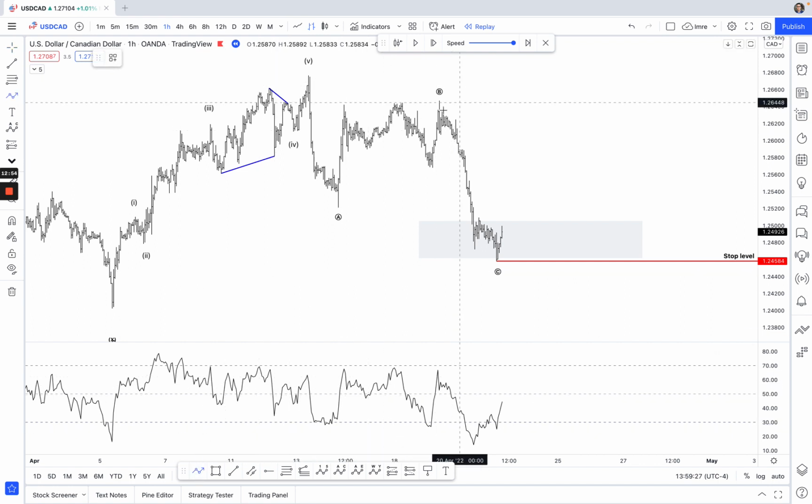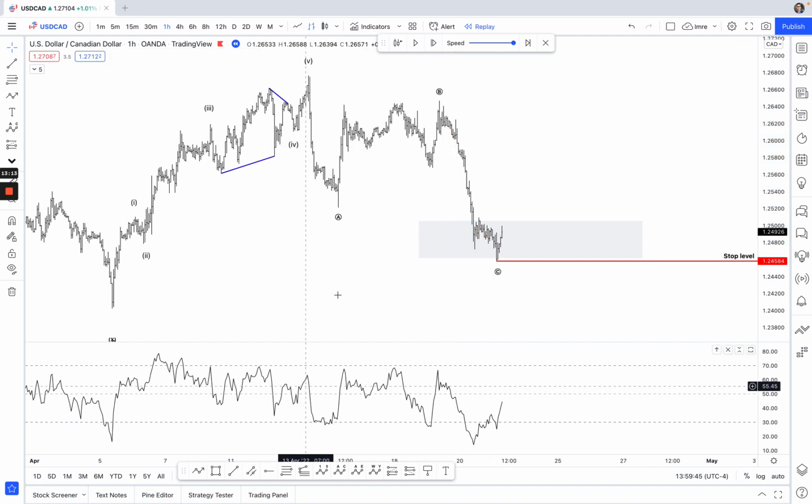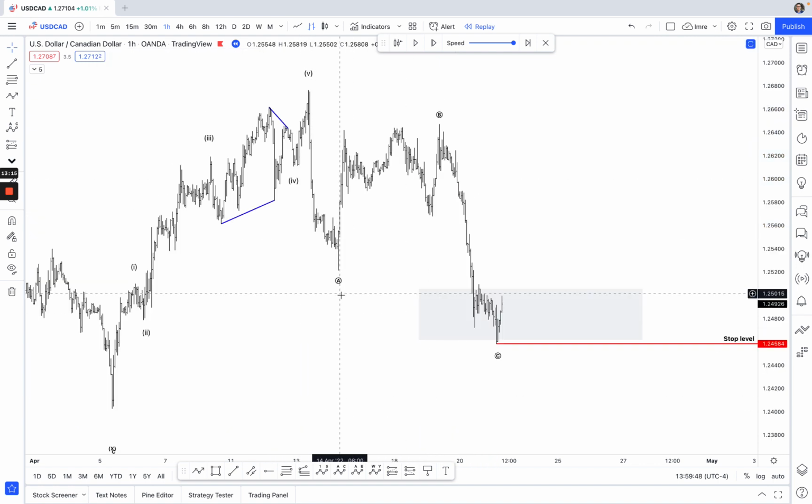And we can also count 5 waves down for wave C of a zigzag. So remember, a zigzag is a 5-3-5 pattern, meaning wave A will count in 5 waves, wave B will count in 3 waves, and wave C will count in 5 waves. So we have all the ingredients in place to set the stage for an exciting reversal. And we know where we're wrong.